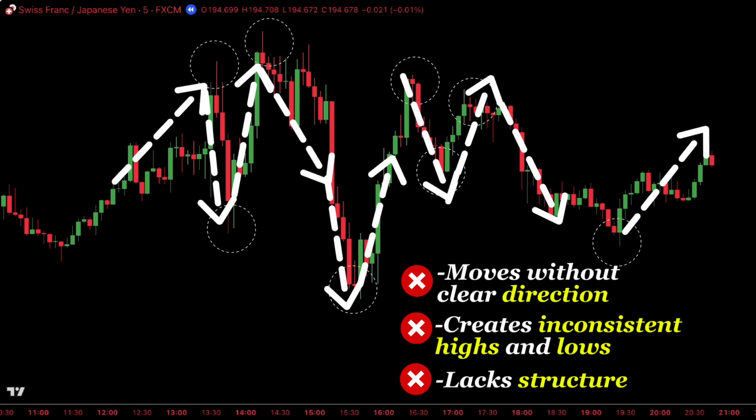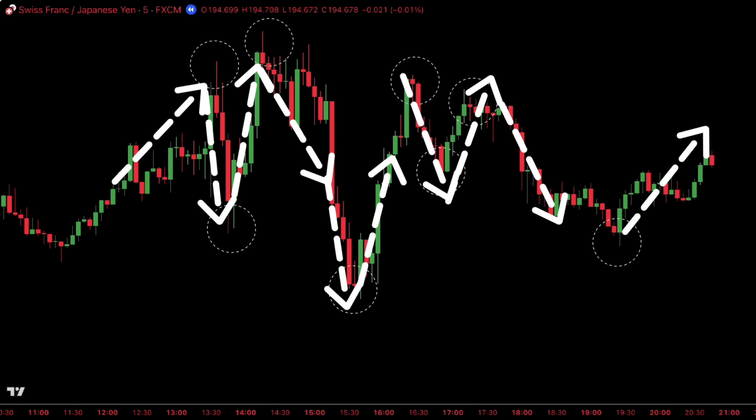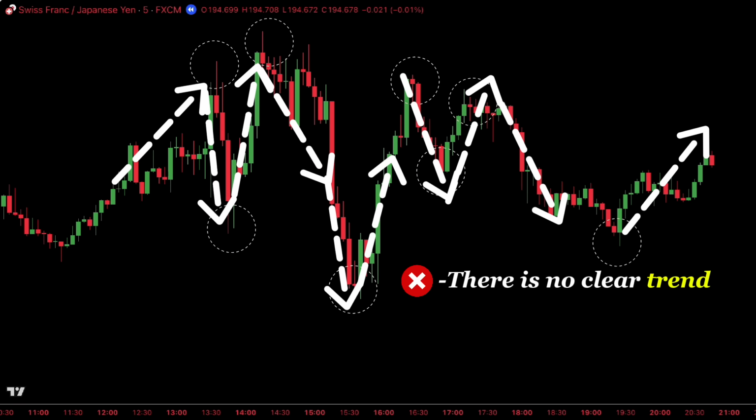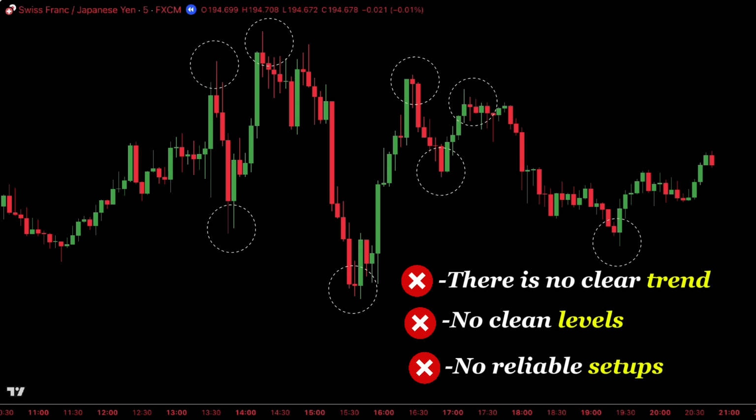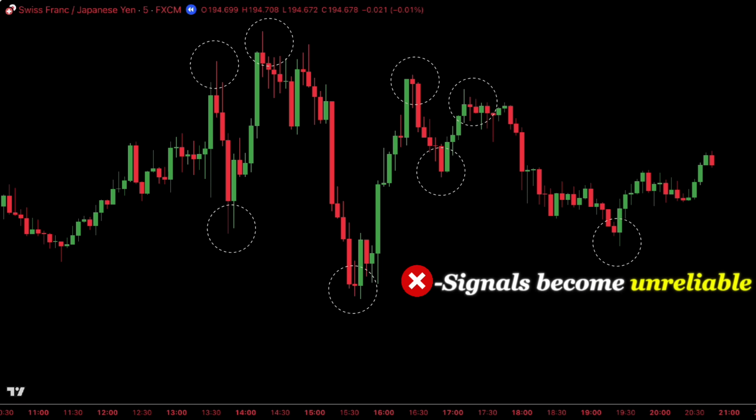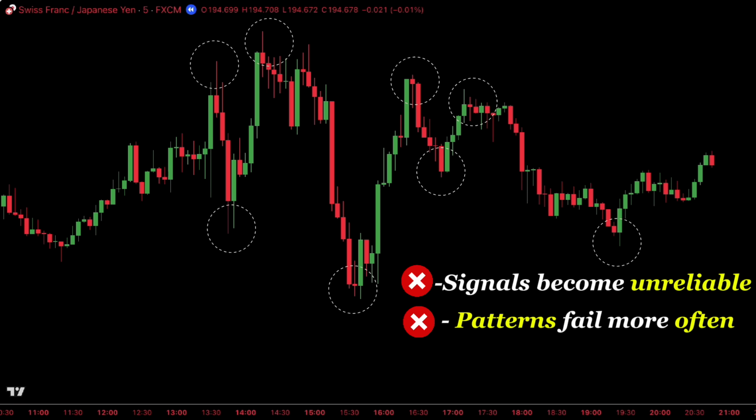In this type of market, there is no clear control from buyers or sellers, and the market actually spends a significant amount of time in these conditions. This is where most traders lose money, because there is no clear trend, no clean levels, no reliable setups. Signals become unreliable. Patterns fail more often.